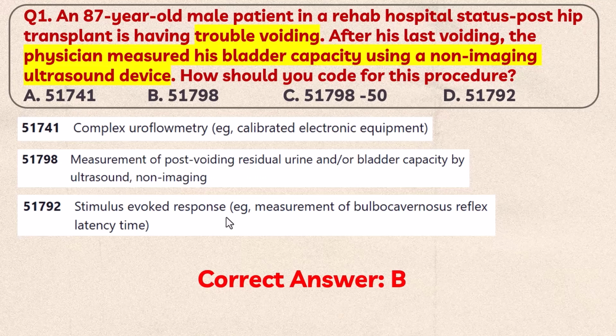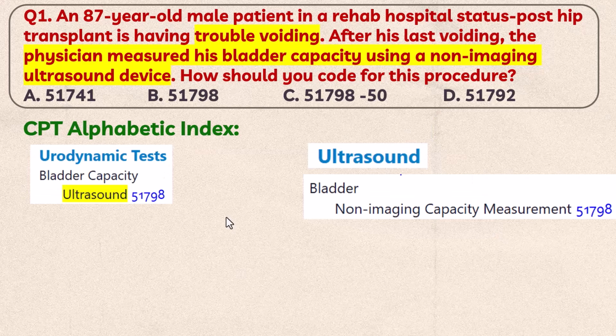So if you encounter this case in the real working world, you have to use the CPT alphabetic index. In the CPT alphabetic index, you can find the answer in two ways. One is you can go to the main index of urodynamic test, then go to bladder capacity, then go for the ultrasound. It will lead you to the code.